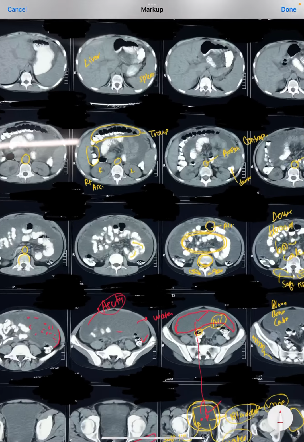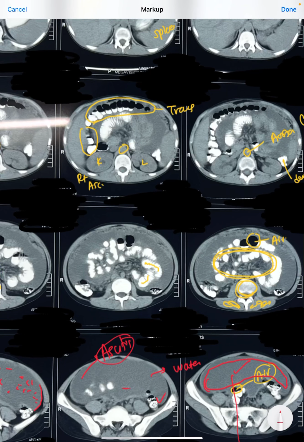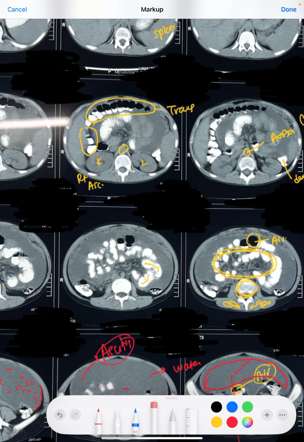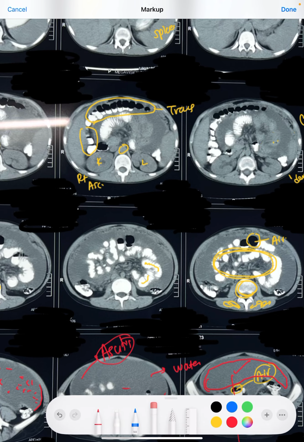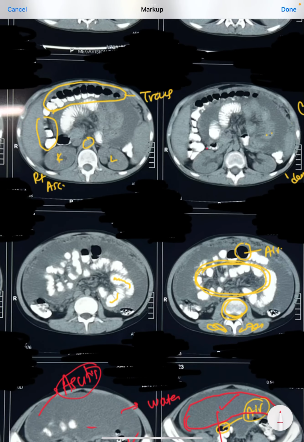So you should always try to find out whether there is any kidney inflammation, liver inflammation, spleen inflammation, or gut inflammation, or any swelling, any abnormality or discontinuity in the continuity of a particular organ. That is the reason why we always trace each and every organ, whether it is perfectly aligned or not. For example, this kidney, the right kidney, is perfect.